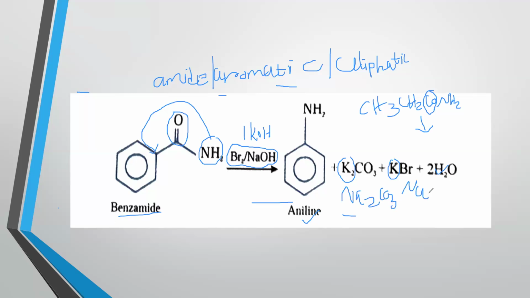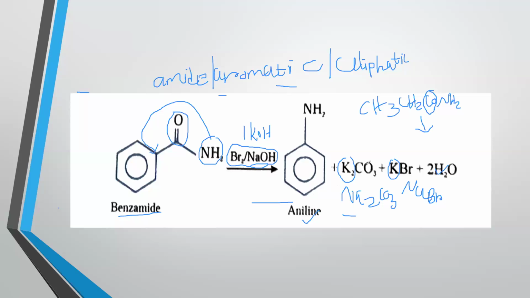NaBr. Okay, so both can be used, KOH or NaOH, both can be used. Any one they will give you. So here, when it reacts in presence of KOH or NaOH with bromine, it will form an amine with one less carbon.